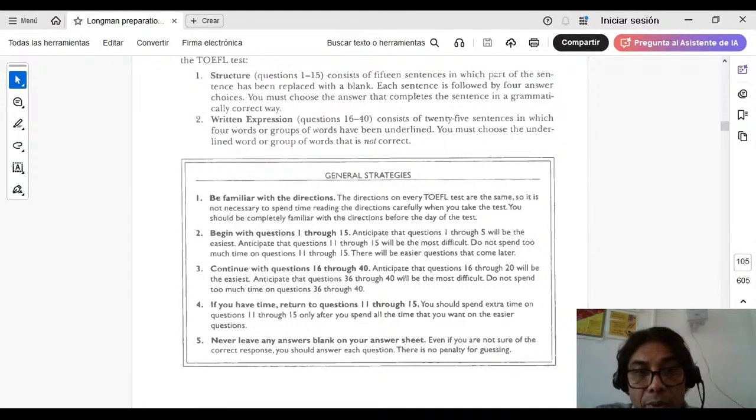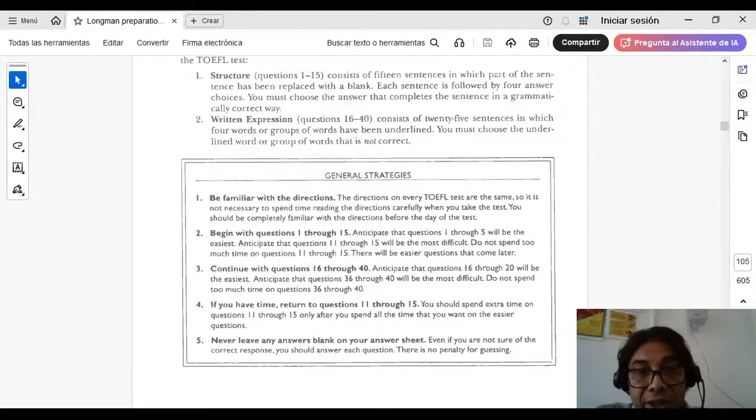Three, continue with questions 16 through 40. Anticipate, predict, or prepare for questions 16 to 20, which will be extremely easy. So anticipate that the most difficult questions would be from 36 to 40. Okay.